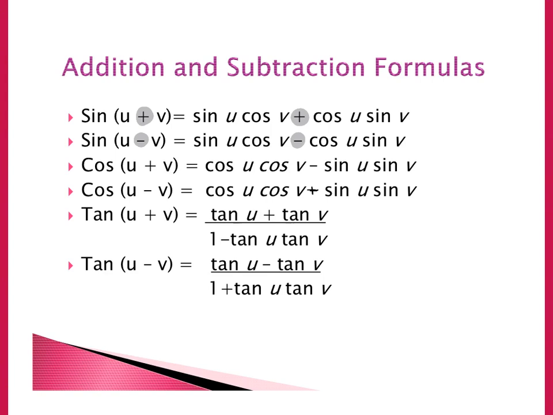Then you get to cosine, and the pattern for cosine is cosine, cosine, sine, sine. And this is the opposite sign. So where if it's positive, it would be a difference. It's minus here, it becomes addition.